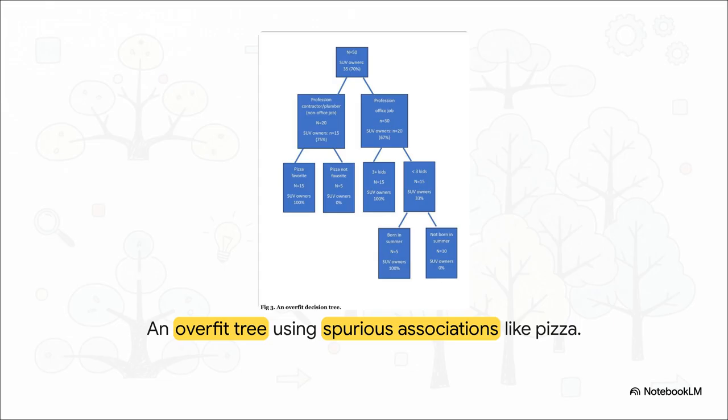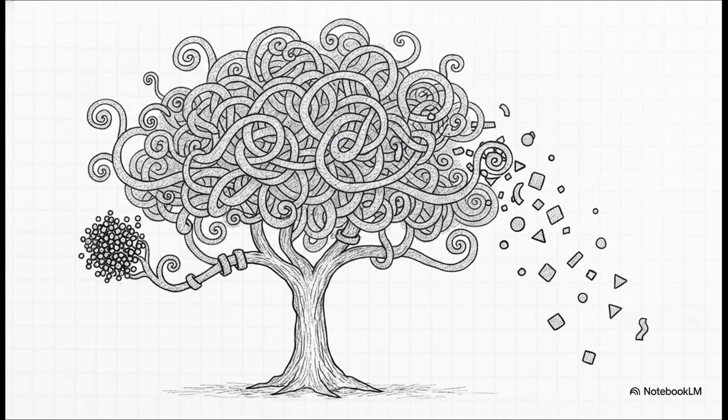It will literally create a rule suggesting that you drive an SUV simply because your favorite food is pizza, or because you happen to have a summer birthday. It hasn't learned the real underlying patterns at all. It's literally just memorized the exact people in that specific room. And this is the fatal flaw known as overfitting.